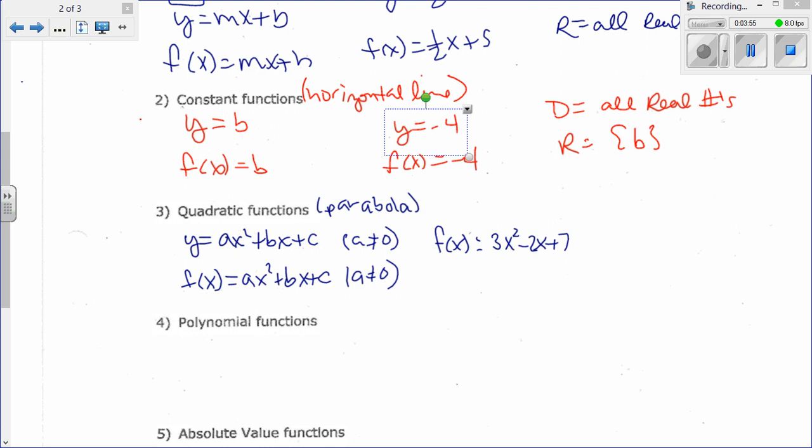My domain would be all real numbers, because I don't have any restriction on my x value. My range will vary. It varies, and in order to find it, you need the vertex of the parabola.